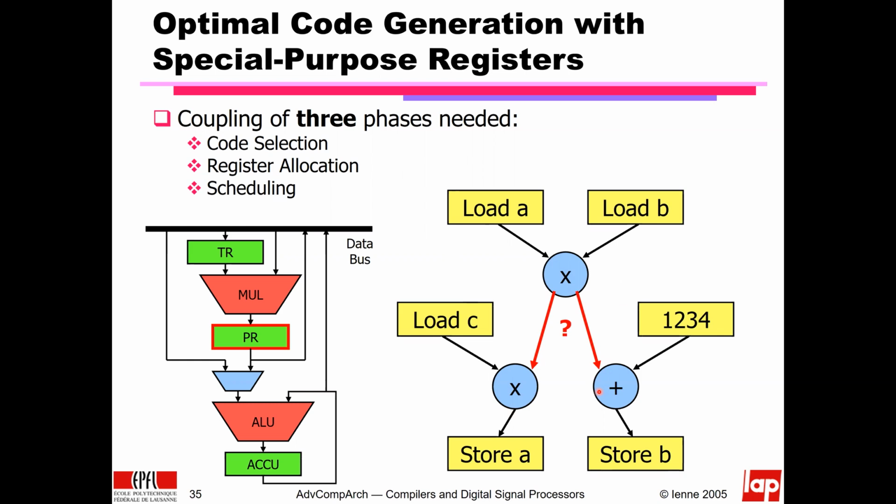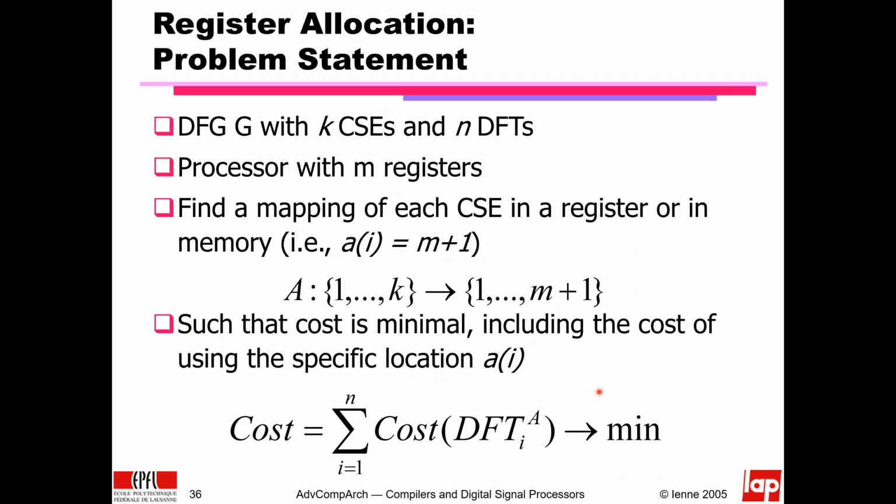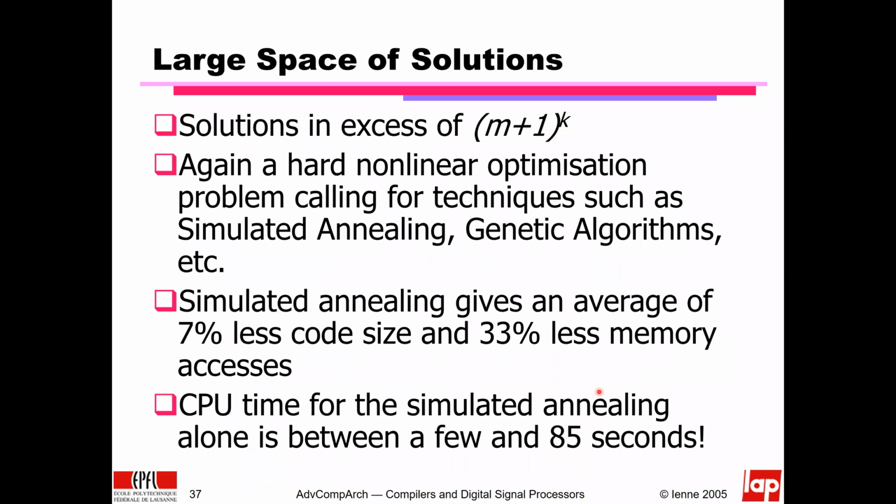And so in practice, what one ends up doing, if you want to generate reasonable code for this extremely complicated, extremely highly constrained architecture, is that you end up having the three phases, code selection, register allocation, and partially also scheduling, essentially at the same time. And then the result is that there is a gazillion of solutions that you need to consider to put everything together.